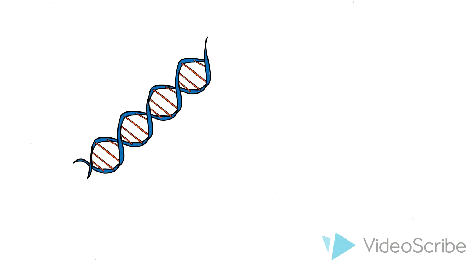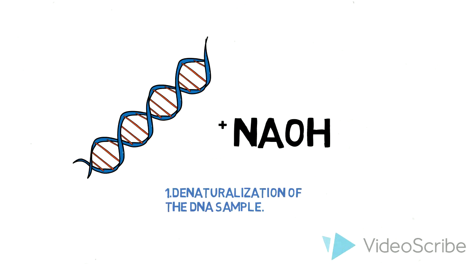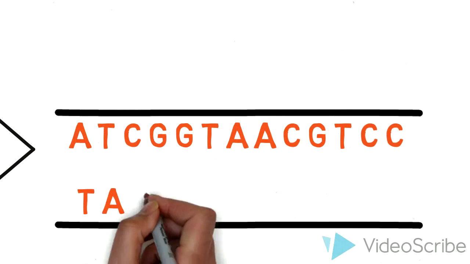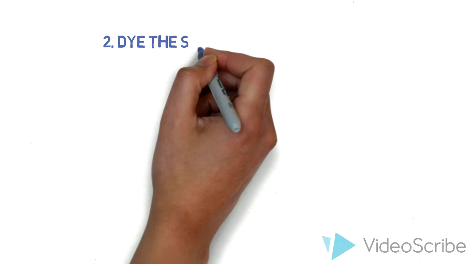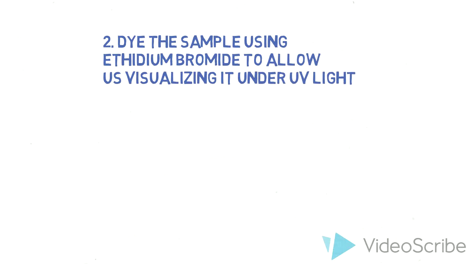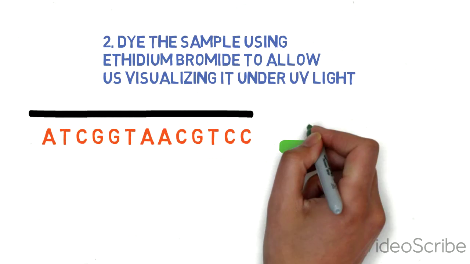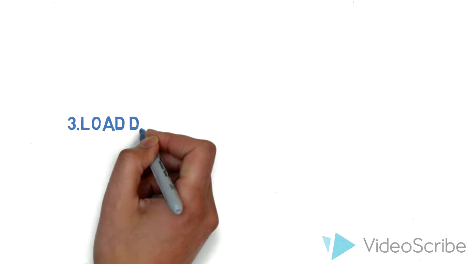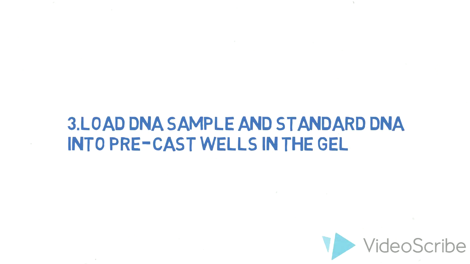First, denature the DNA sample using sodium hydroxide. In that way, the form of the molecule won't affect the movement through the gel. Then dye the sample using ethidium bromide to allow us to visualize it under UV light. Then load the DNA sample and standard DNA into precast wells in the gel.